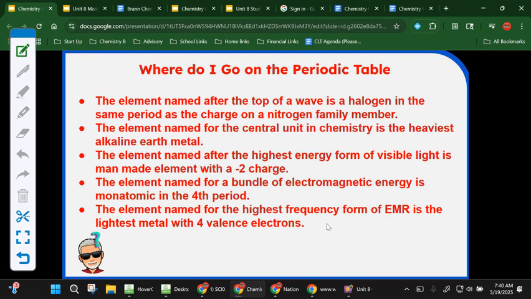So that's what the test is like. It's going to describe an element, and it's going to describe where on the periodic table to place it. Just similar to these questions.